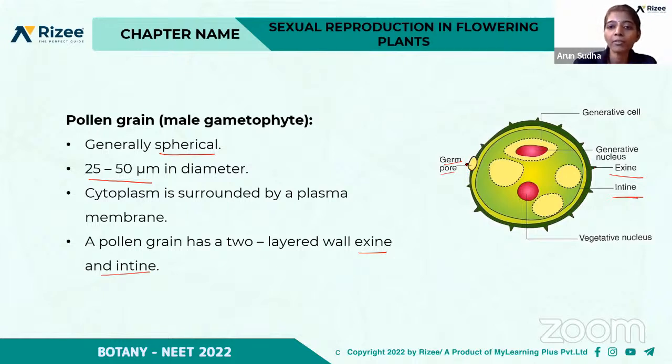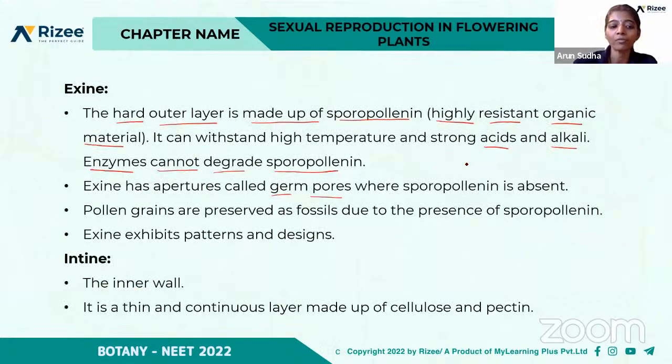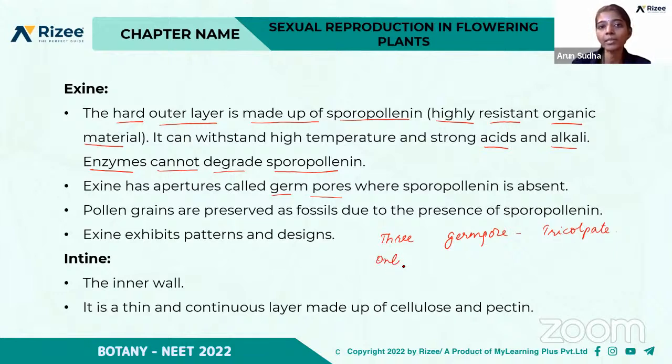Based on that, there are different types, based on the number of germ pores. For example, if 3 germ pores are present, the condition is called tricolpate. This is particularly present in dicots. When only 1 germ pore is present, it is called monocolpate, and this type of pollen is particularly present in monocots. Right? So based on the number of germ pores.